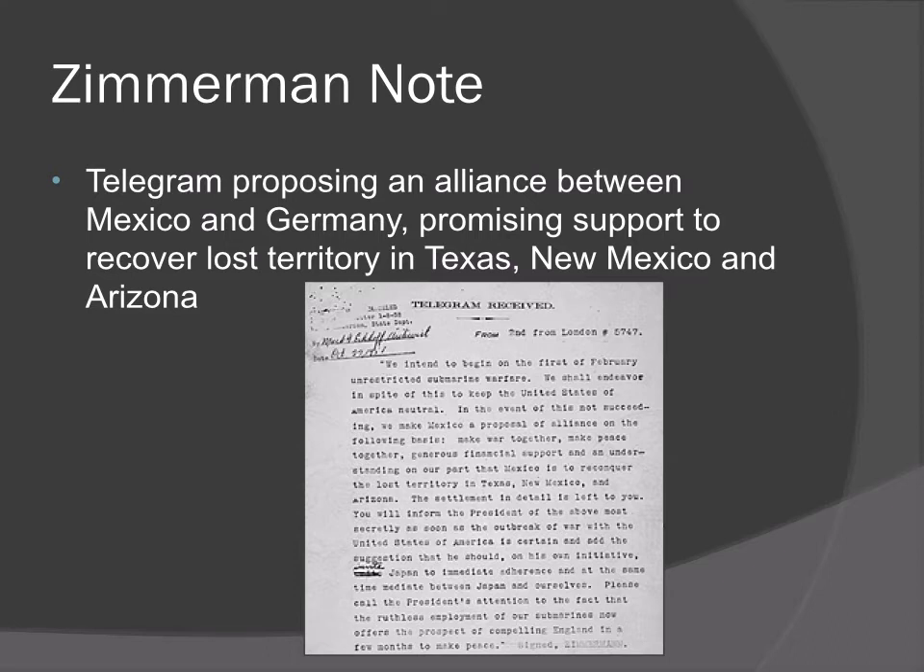Now, the Zimmerman Note happened to be intercepted by the British, their form of the CIA or Secret Service or whatever, and they saw it. They showed it to the U.S., and the U.S. was like, oh, hold on just a minute. No way. You're not getting our land. That's our land. So that caused a lot of tension between the U.S. and Mexico and Germany at this point in time.